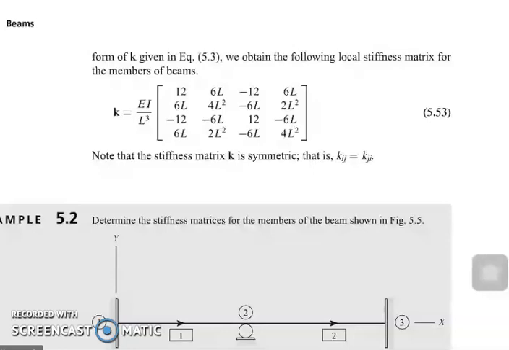For our local stiffness matrix, this is the formula that you will be using. You simply have to identify, for every member, the value of EI over L cubed, then multiply that to the elements in matrix form so that you could identify the stiffness matrix in the local coordinate system, represented by small letter k.